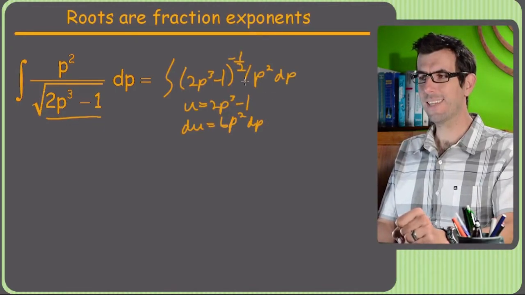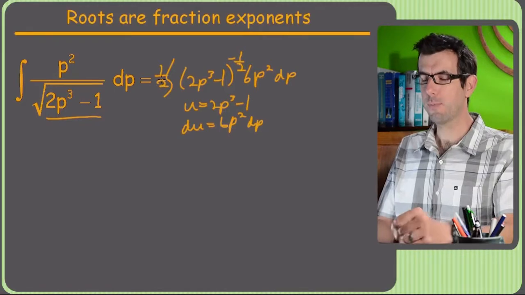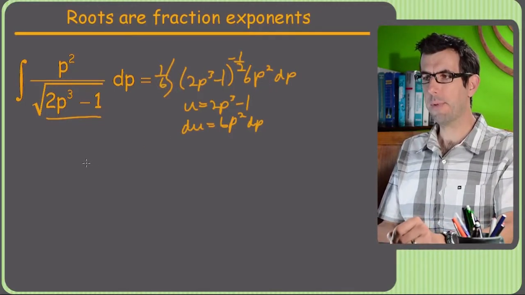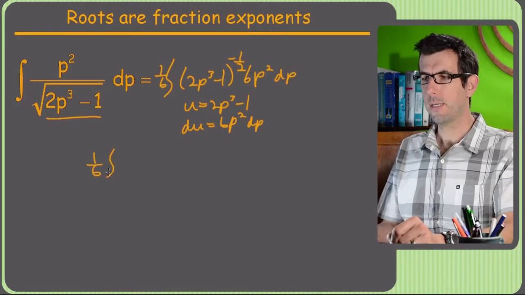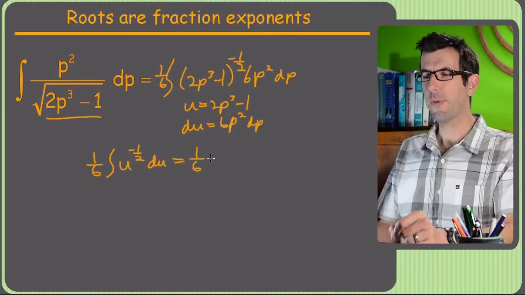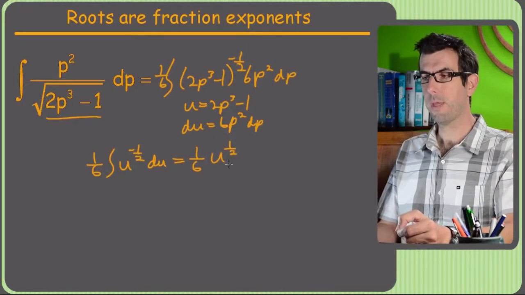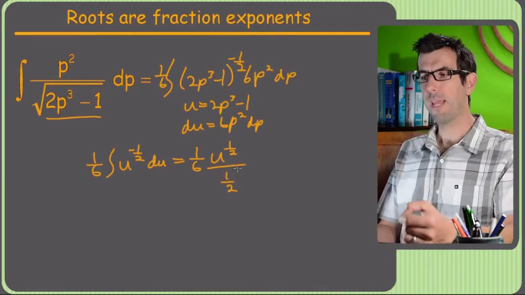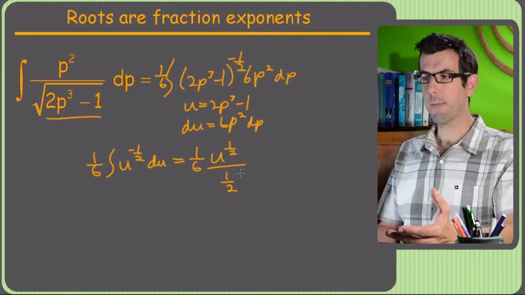Not quite. I need a 6, which of course requires me to put a 1/6 out front to compensate. So now it is set up nicely: we've got 1/6 times the integral of u to the negative 1/2, du. Great, so that's 1/6. Now if we add one to the exponent, the new exponent is positive 1/2. And of course we have to divide by that new exponent as well. But dividing by 1/2 is really just like multiplying by 2.